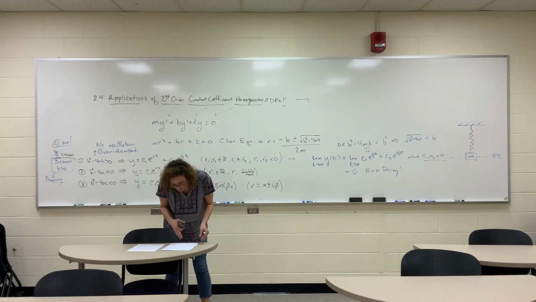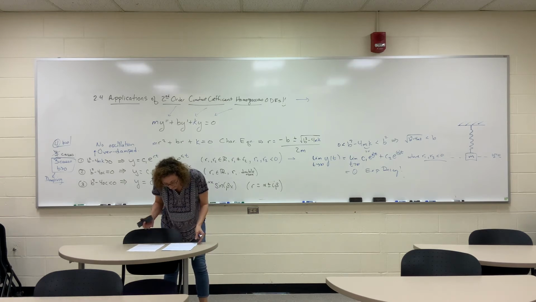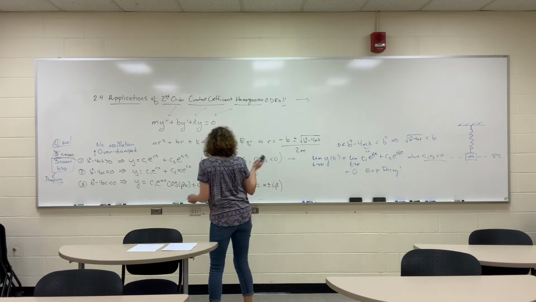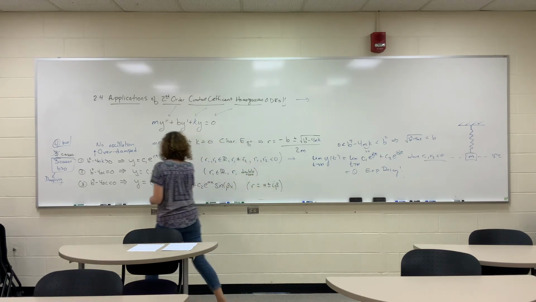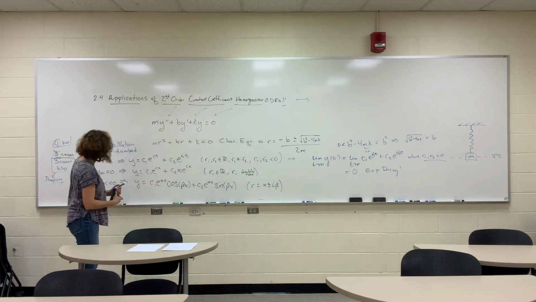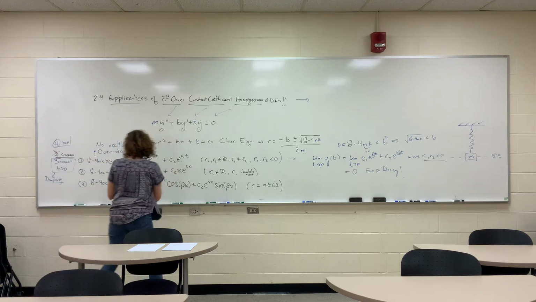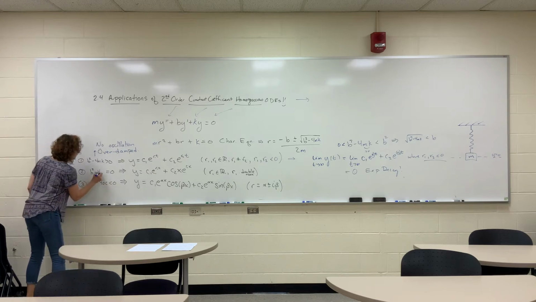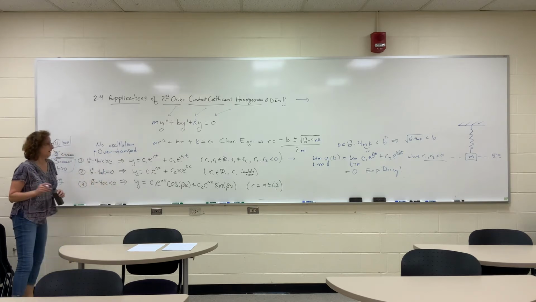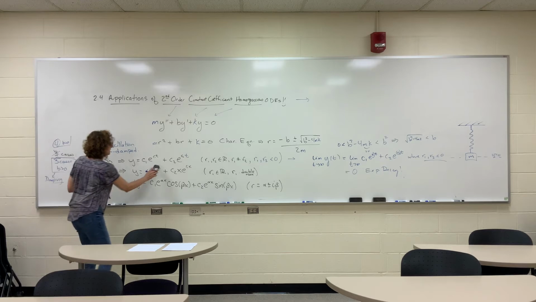So let's look at the next case. Okay? What's the next case then? This one. Okay? So case 2 here, if b squared minus 4ac, well, it's not ac anymore, right? It's b squared minus 4mk. If that's 0, then what are we going to have?